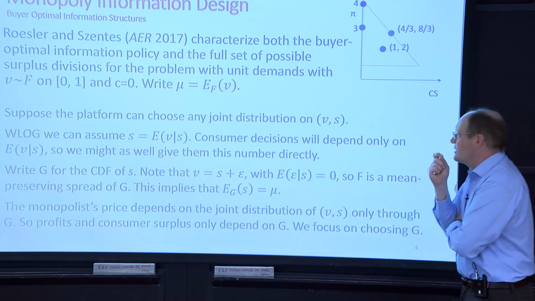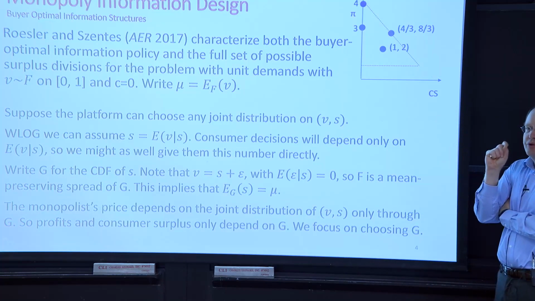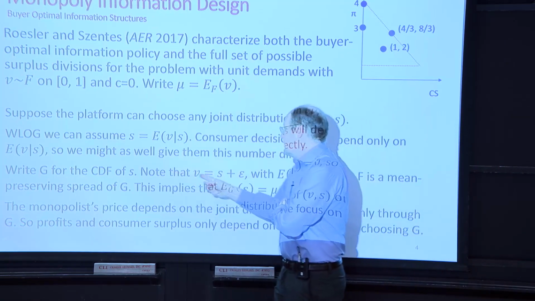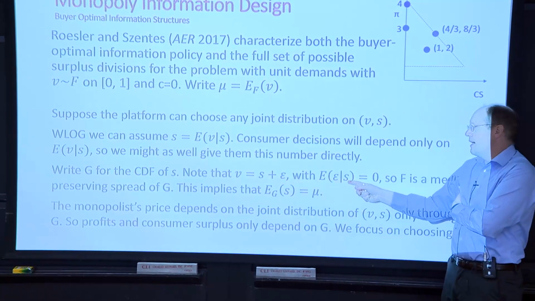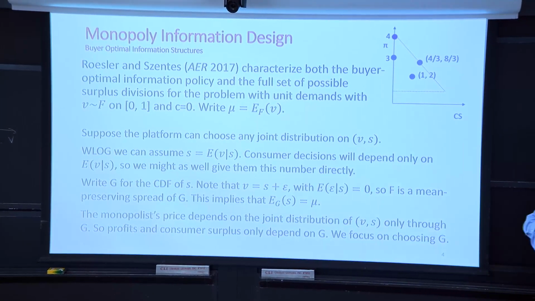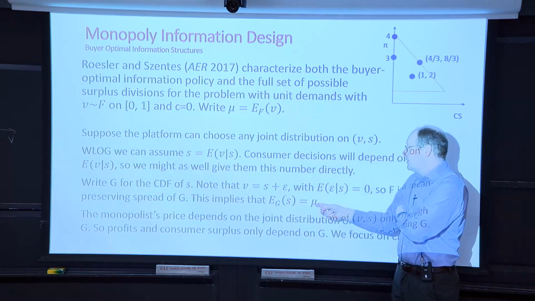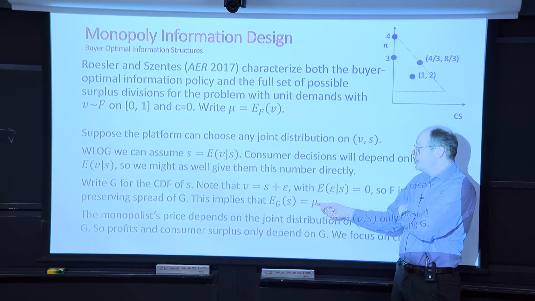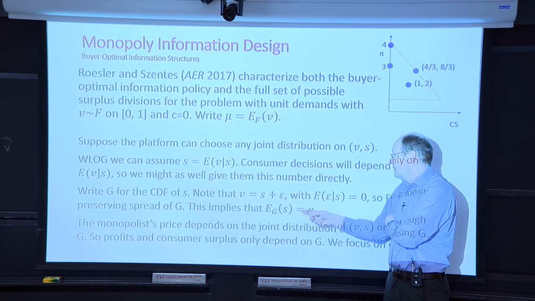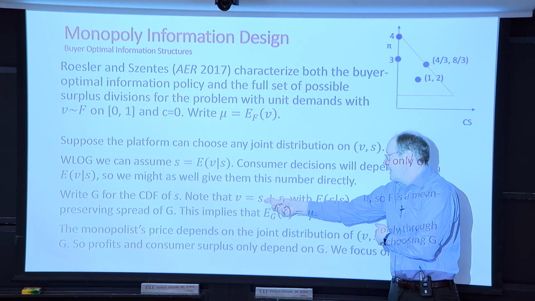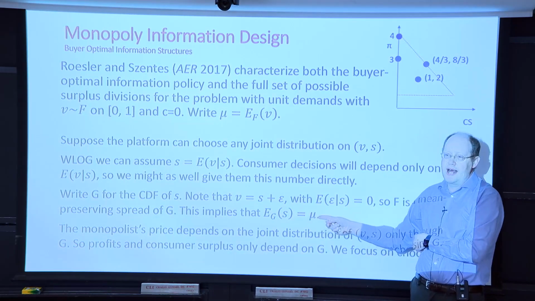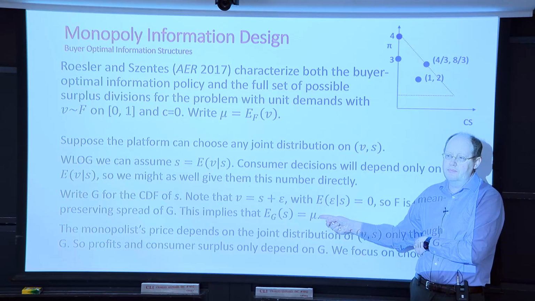Now obviously I can't pick any distribution over values of S I'm going to give them. V is going to be S plus epsilon, where the expectation of epsilon given S is 0. That means two things. One is that the expectation of the signals must be mu, because the expectation of V is the expectation of S plus epsilon given S, by iterated expectations, which I guess you've done in 380 already. So the expectation of the signal distribution has to be the same as the expectation of the prior distribution.